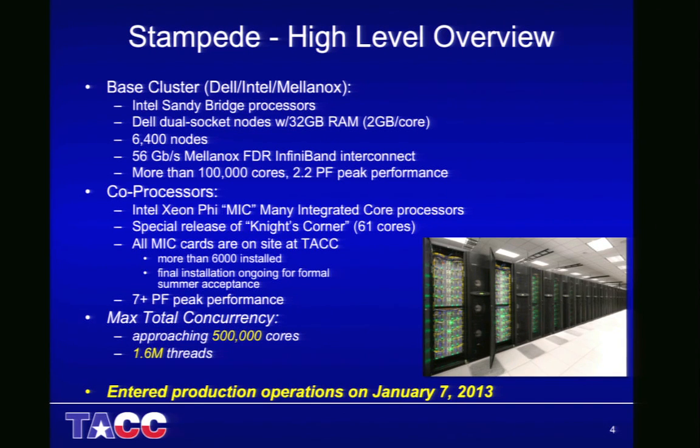Just so you know, the version that we have at TACC is a special release SKU. Our version has 61 cores. All of the MIC cards are on site at TACC, but we have had to install them by hand, and that's a pretty labor-intensive process. We've been working on it for a couple of months.